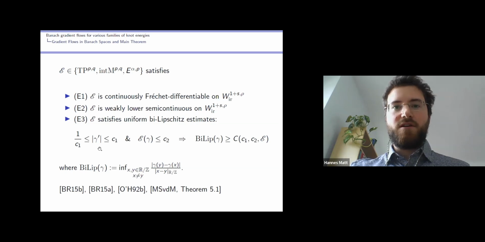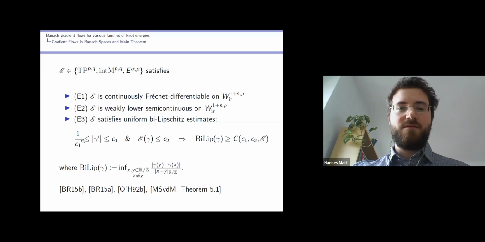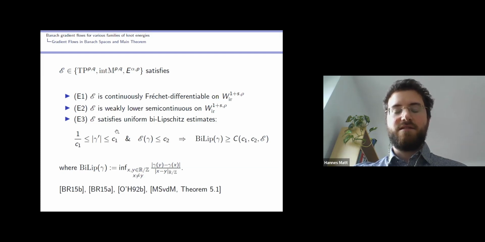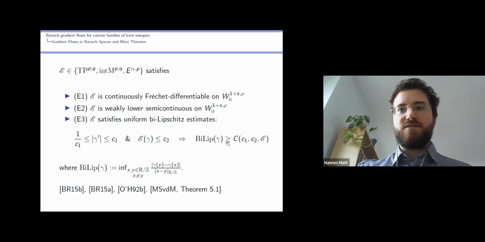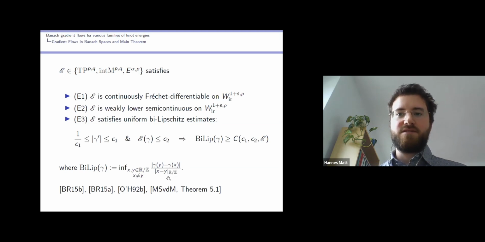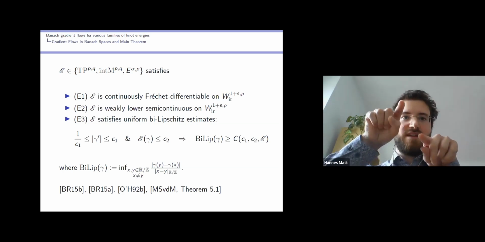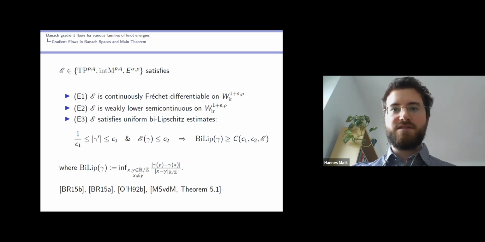Given a family of curves that are uniformly regular in the sense that this gamma prime cannot go arbitrarily close to 0 and cannot get as large as it wants, and if the energy of this family of curves is uniformly bounded, then the bi-Lipschitz constant is also uniformly bounded from below, where this bi-Lipschitz constant is defined as the infimum of gamma y minus gamma x divided by x minus y in this distance on the circle. If we have 2 points on the circle, we take the smallest arc connecting those 2 points, and this is then the distance.